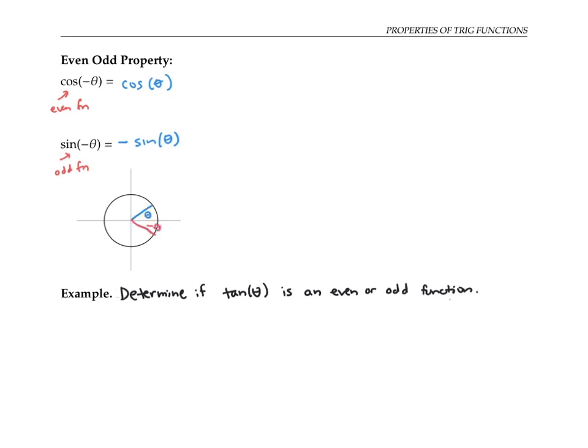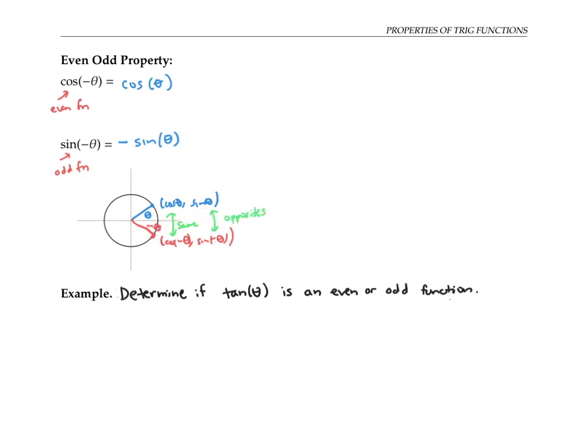A negative angle means you go in the clockwise instead of counterclockwise direction from the positive x-axis. The coordinates of this point, by definition, are cosine theta, sine theta, whereas the coordinates of this point are cosine negative theta, sine of negative theta. But by symmetry, these 2 points have the exact same x-coordinates, and therefore cosine of theta must equal cosine of negative theta. While their y-coordinates have the same magnitude, but opposite signs. This one's positive and this one's negative. Therefore, sine of negative theta is the negative of sine of theta.